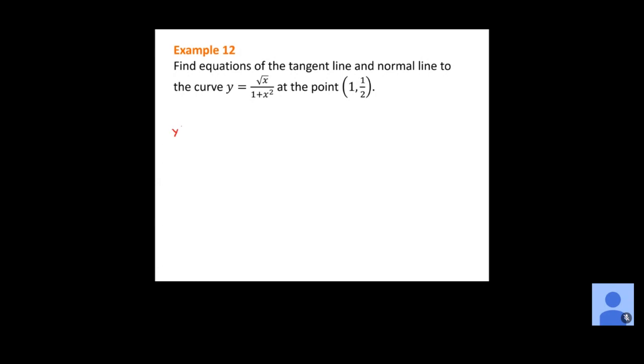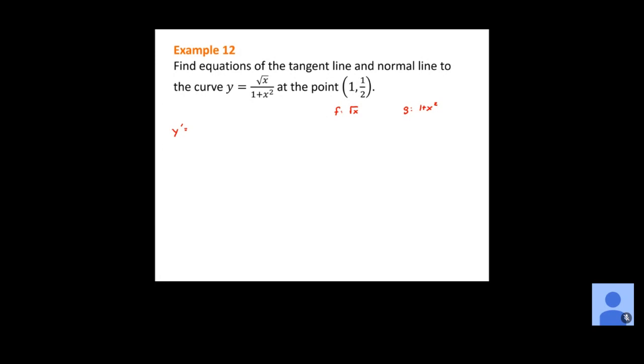So let's start with this one. We're going to find y prime. What rule are we going to have to use this time? Quotient rule. Good. So we're going to use quotient rule to find our derivative here. We're going to let the numerator be our f function and the denominator be the g function. So I'll come over here and separate those. We'll say f is square root of x, and g is 1 plus x squared.